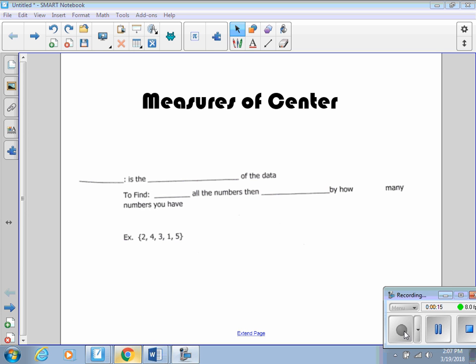So this first part of these notes is going to be a review of mean, median, mode, and range, what they are, and how to find them. And then it's going to be how to use them or apply them as a measure of center.